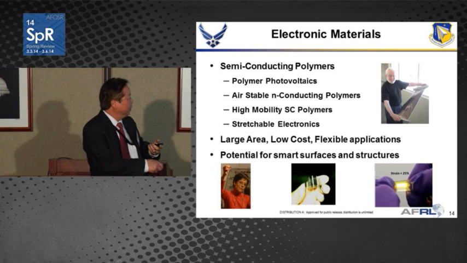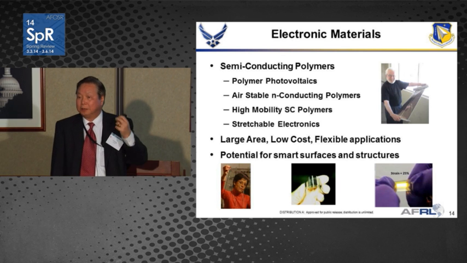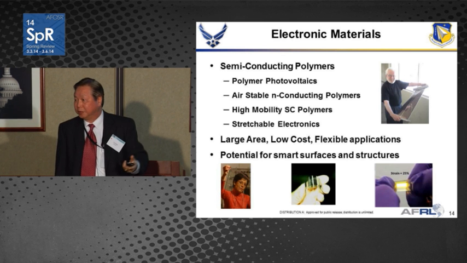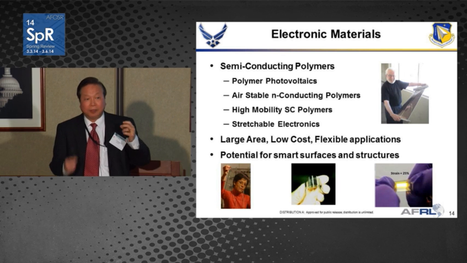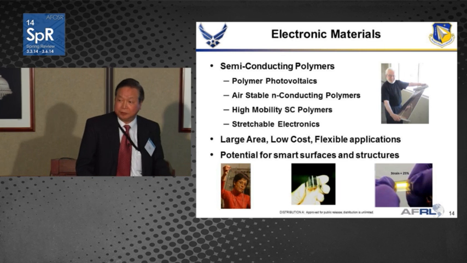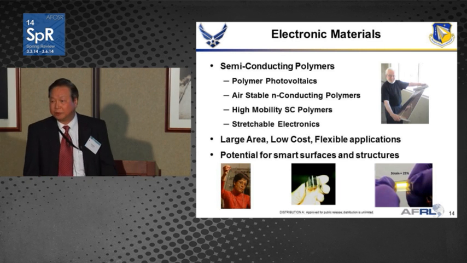And also, we want to improve the mobility of the semiconducting polymers. The semiconducting polymers are good enough to make transistors, but they are slow in speed, so it's good for certain types of applications, like in display and things like that. People are using that. But if we can improve the mobility of those materials, then we could get into other regimes of applications. But we are also looking at stretchable electronics.